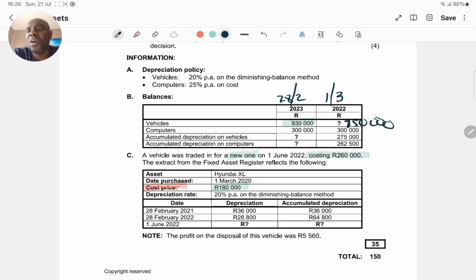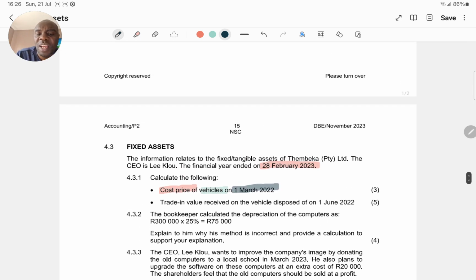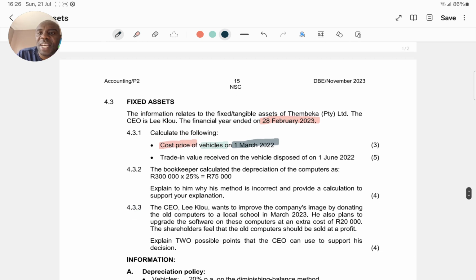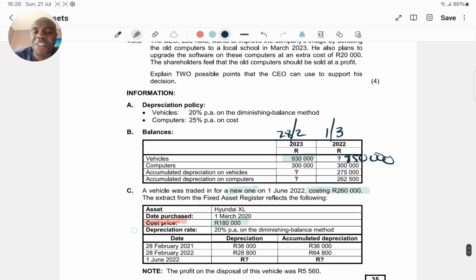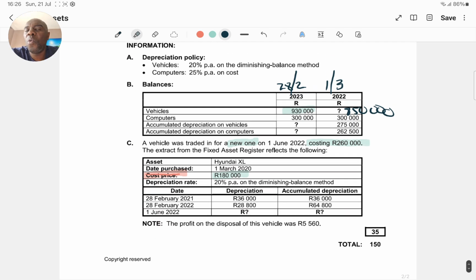850,000. Okay, that is the first question. Then bullet number 2, it wants us to calculate a trade-in value. A trade-in value received on the vehicle that was disposed on the 1st of June 2022. So we traded in a vehicle on the 1st of June 2022. What does that mean? So the business on the 1st of June 2022, they went back to the dealership with a vehicle that they had initially purchased on the 1st of March 2020.